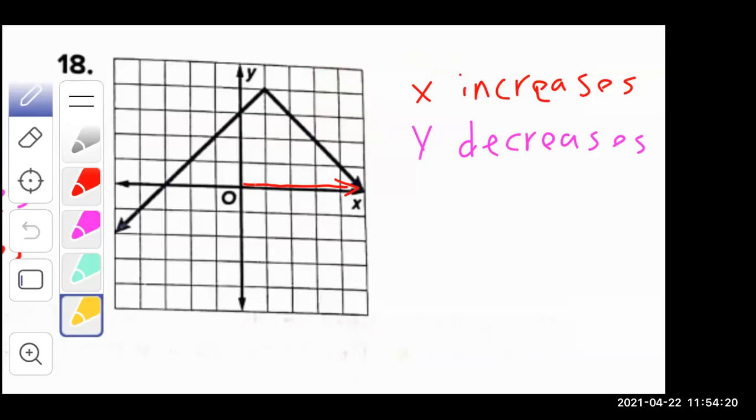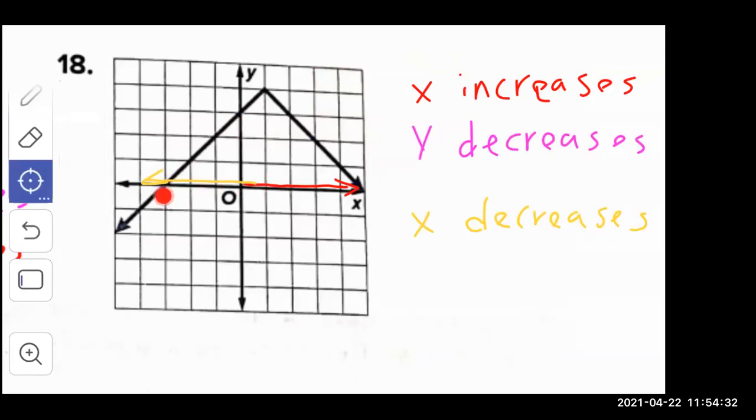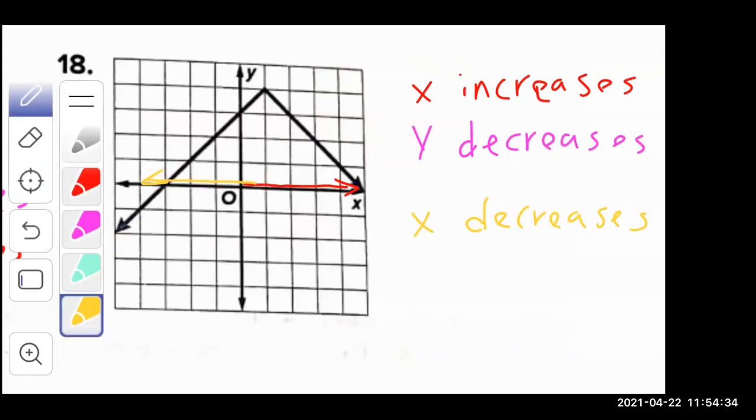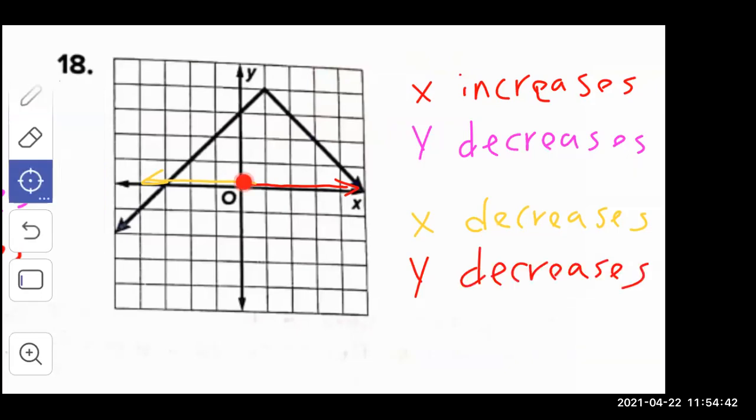Let's do the opposite idea. Let's move now to the left. If you're moving to the left, that means that x is decreasing. When x decreases, what happens with y if you move to the left? Y decreases too. Okay, again, this is the idea. If you move to the right, the function goes down. If you move to the left, the function goes down. That is decreasing, decreasing.